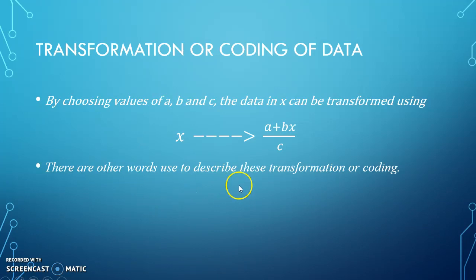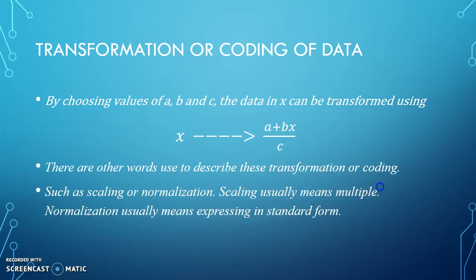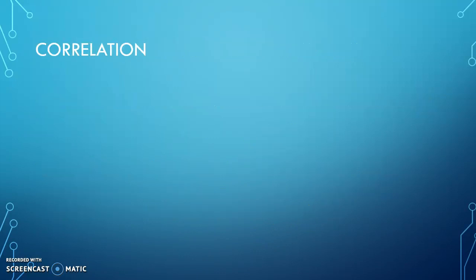However, there are many words to describe transformation or coding. Some are used very loosely. Things like scaling and normalization are also used. But usually the word scaling is used to mean multiple. Normalization is normally used to express in the standard form, just like in a normal distribution.